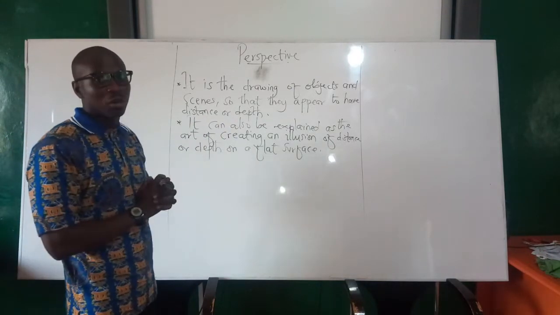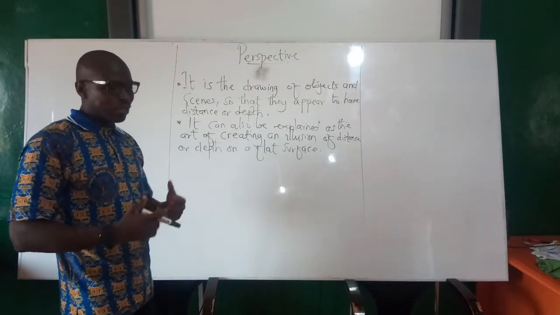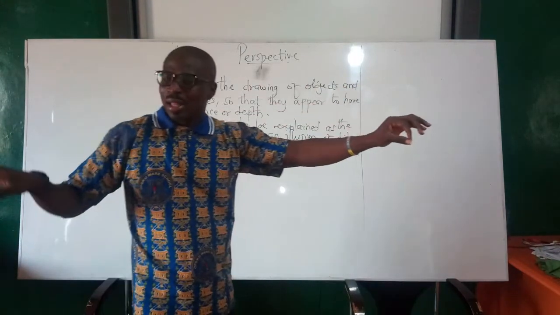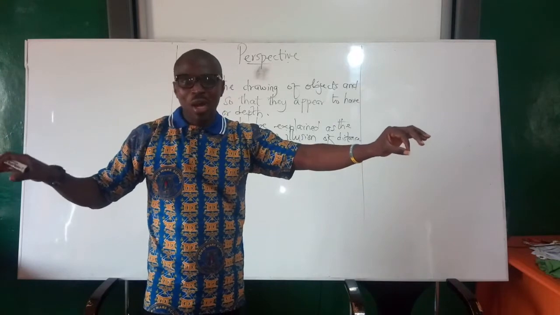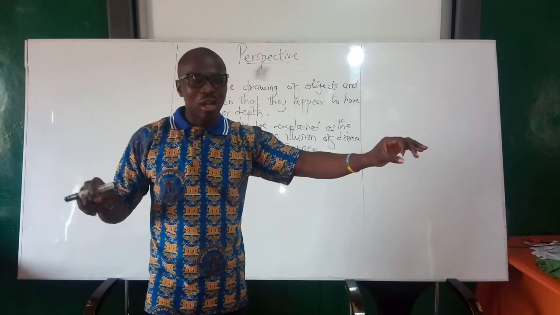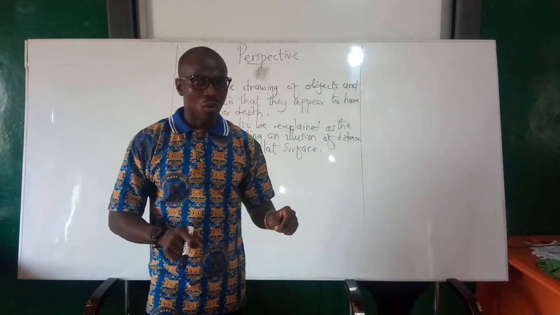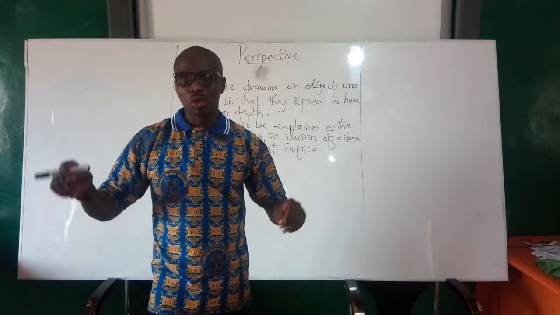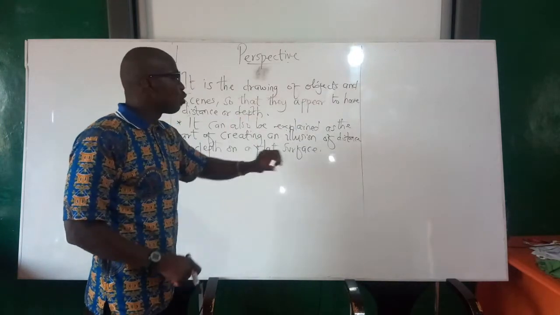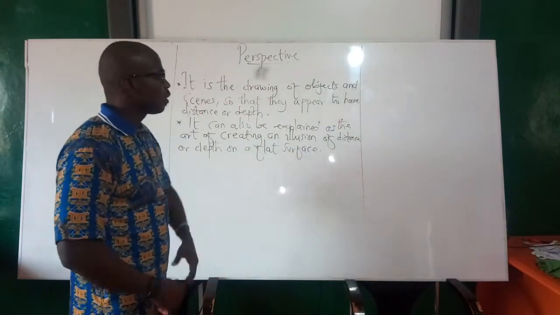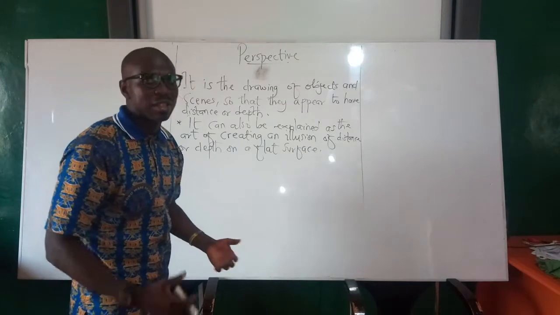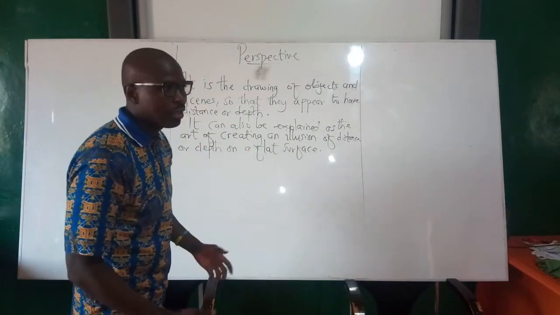As I indicated earlier on, when you step out of your house, as you move away from your house, you will see that the size and the color of your house will begin to diminish, to become smaller and smaller and smaller until you see it no more. So it is the drawing of objects and scenes. Mind you, it can be objects like shapes, forms, etc. And scenes. So probably make a village scene, a festival scene, etc.